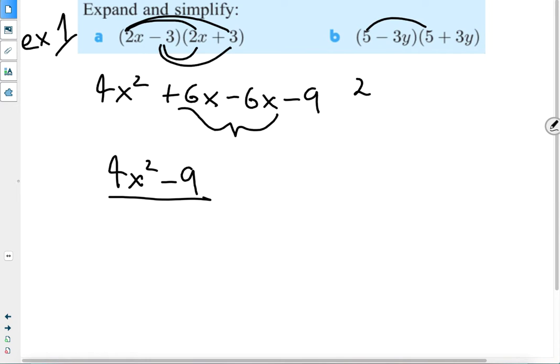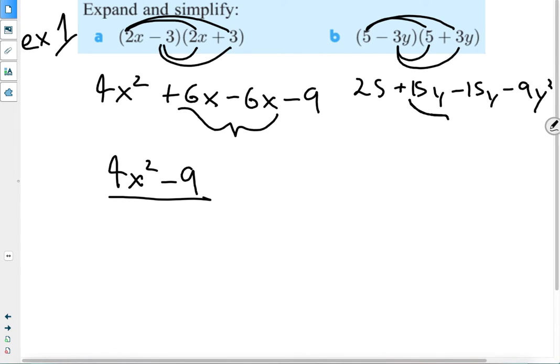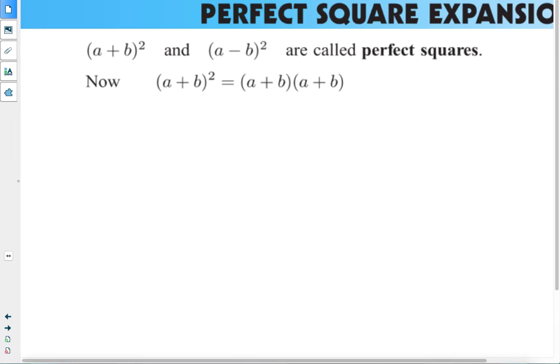Okay, and in example B here, we can do the same thing. 5 times 5 is 25. 5 times plus 3y is 15y. Negative 3y times 5 is minus 15y. And negative 3 times a positive 3 is a negative 9. Y times y is y squared. Notice our middle terms again are opposites. They cancel out, and I get 25 minus 9y squared. Notice our sign in the middle is always subtraction, and these two other terms are squares. So we get the difference of two perfect squares.